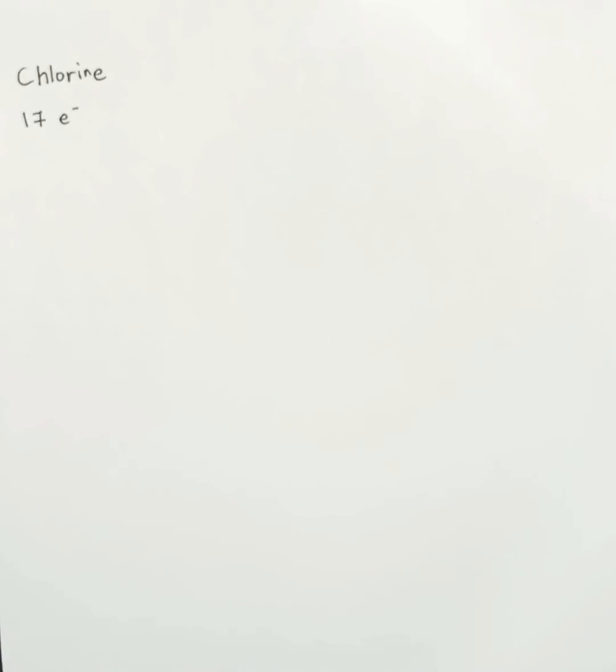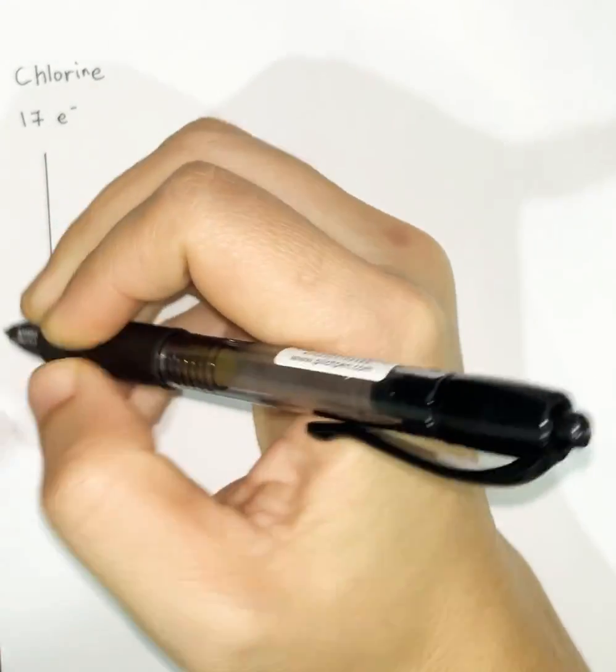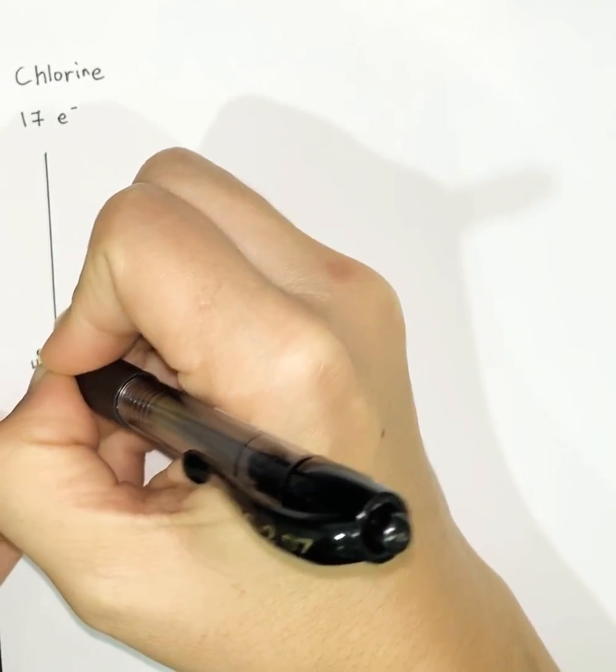Okay, hi class. Today I'm going to show you how to draw the electron configuration. But first, before we can find the electron configuration, we have to be able to draw the energy level orbital diagram. The first thing is I'm going to be looking at chlorine. Chlorine has 17 electrons. The first thing you want to do is draw the axes, which is just a line on the side here. It goes straight, and this is energy.